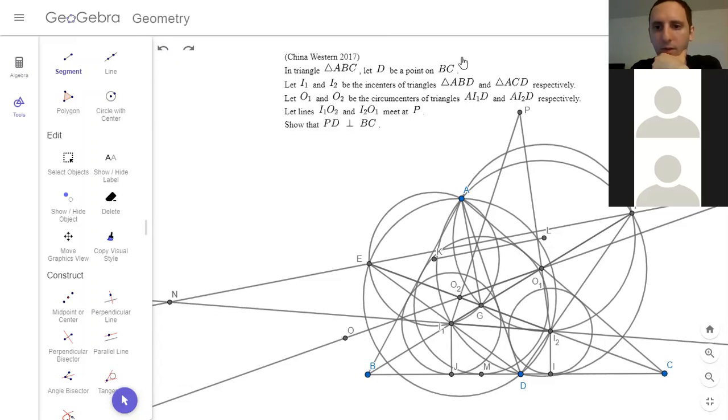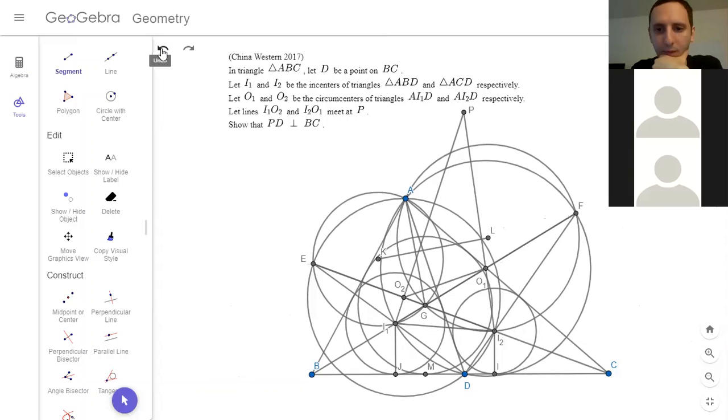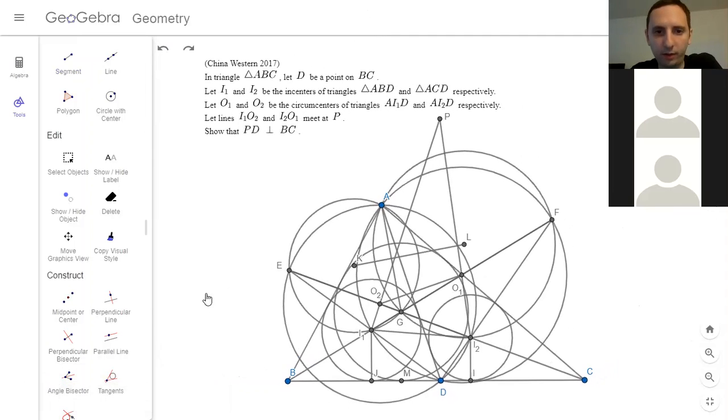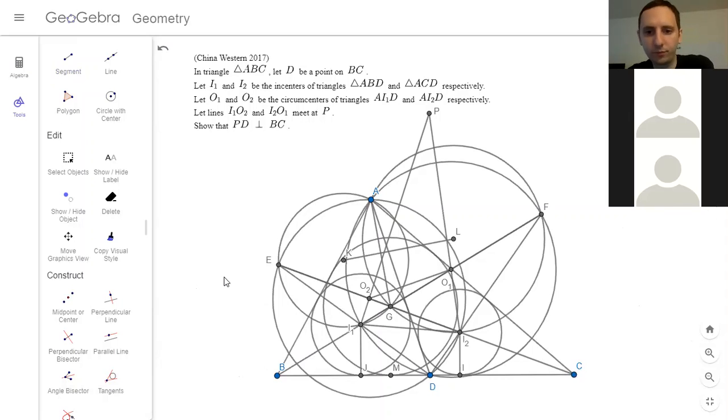I'm going to hide it just for now. Yeah, I'm going to erase it. Maybe there could be something different that helps, like a different Gauss line or something. Let's see. All right, I'll spend 10 more minutes on this problem, and then if we don't get anywhere, we can move on. Let's see, PD perpendicular to BC.